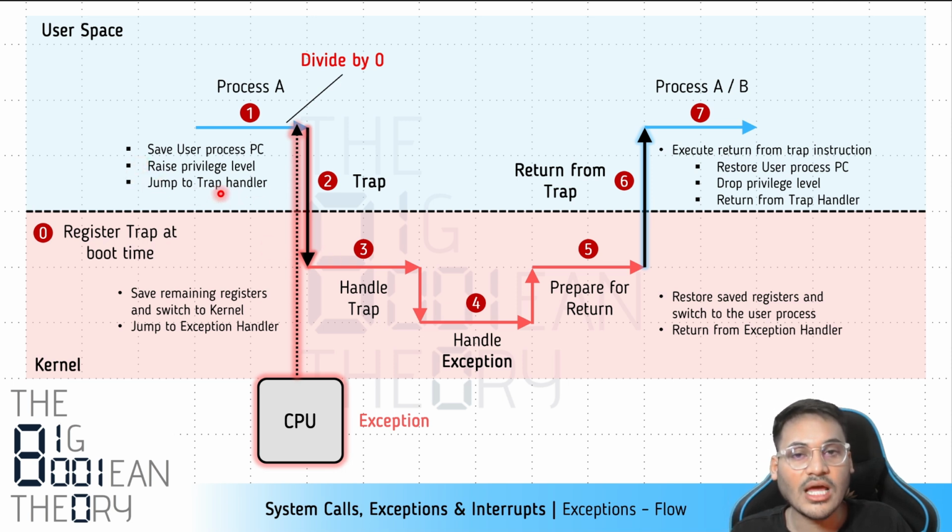The address of the trap handler we had already registered during boot time. The same address of the trap handler we used to make this jump. Next, we are now executing in the trap handler, and we have to handle the trap.